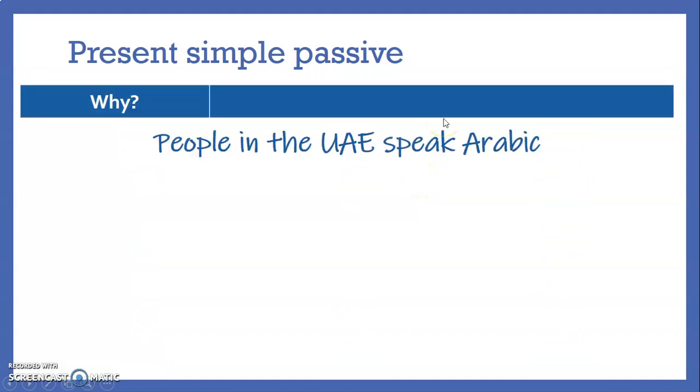But now the question is, why do we use the present simple passive? Remember, it is in the present, it's not in the past. So we're not talking about anything in the past. People in the UAE speak Arabic. Well, in the red here we have what's called the subject. The people are the ones who speak. And what do they speak? Arabic. So Arabic is what in green here is called the object.